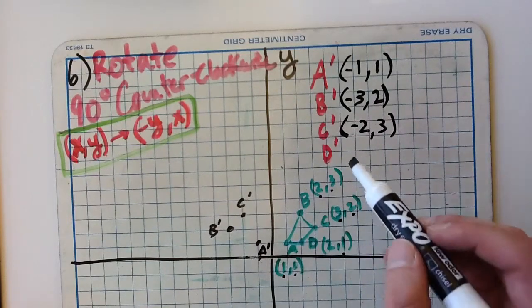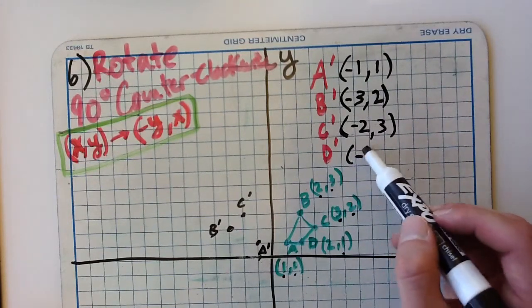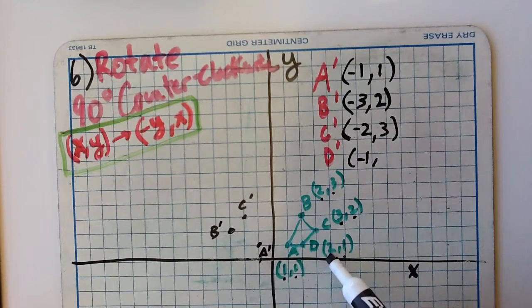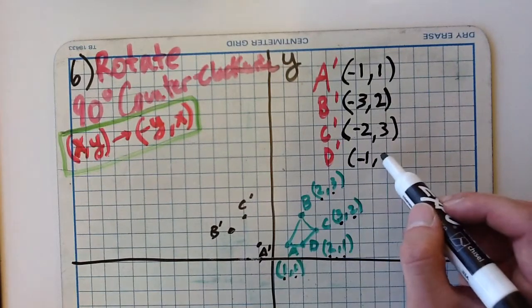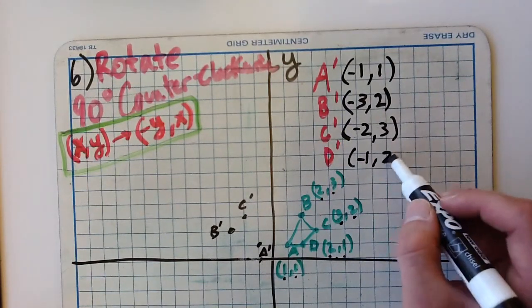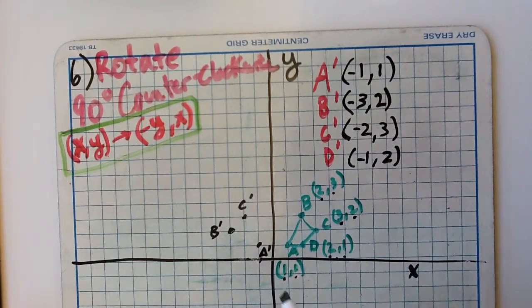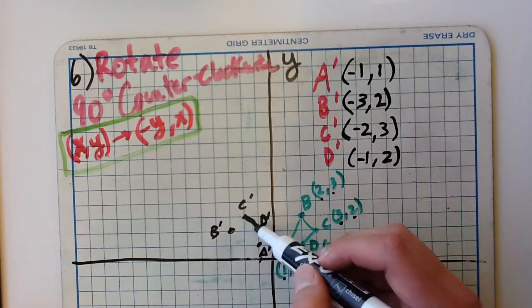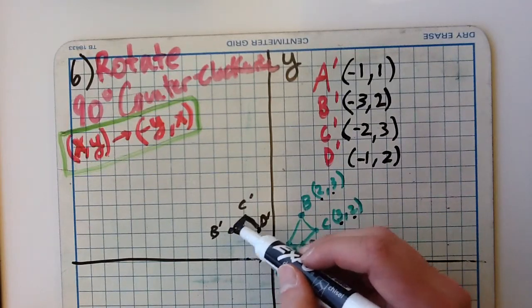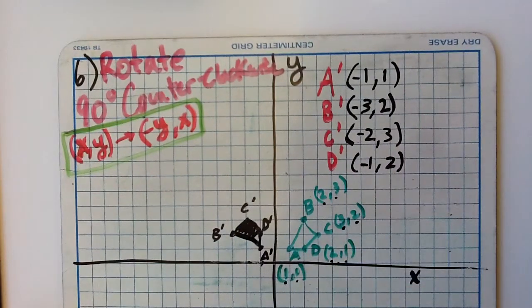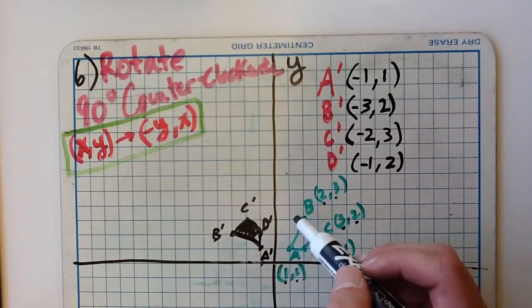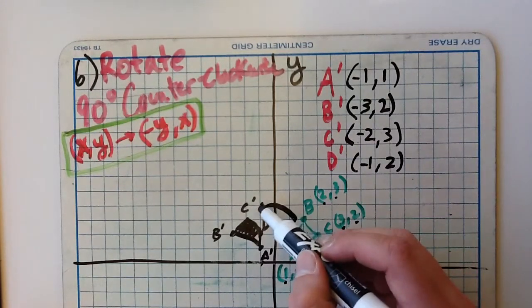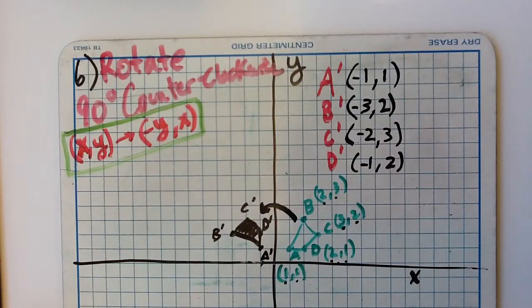So I take the opposite of Y, opposite of 1, which is negative 1. And this 2 becomes the Y coordinate in D prime. So negative 1, 2. Negative 1, up 2. That's D prime. I connect the dots, shade in the figure to show that that is my image. So I have rotated this 90 degrees counterclockwise. I rotated this way, and that is my image.